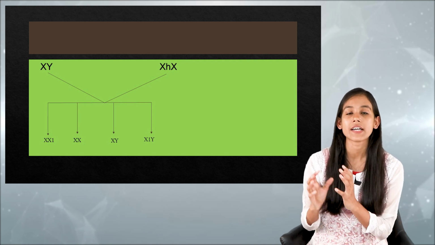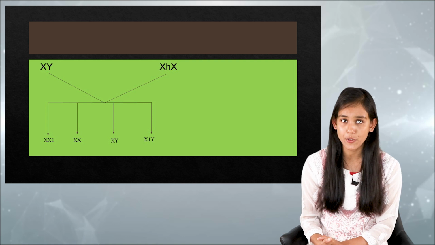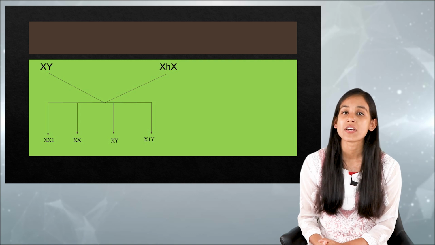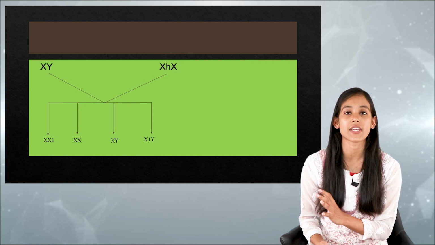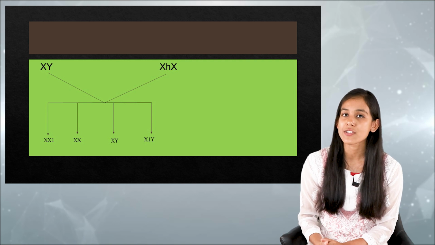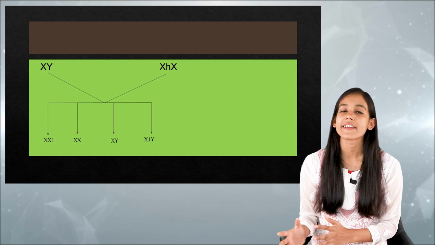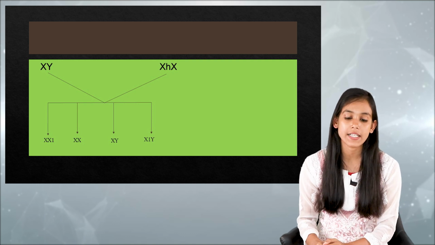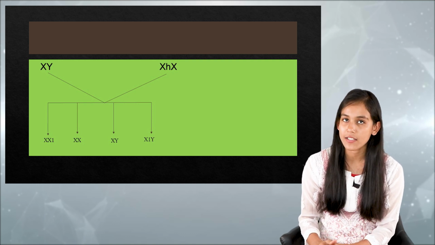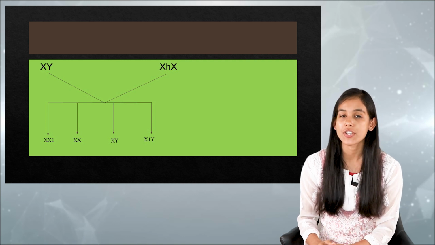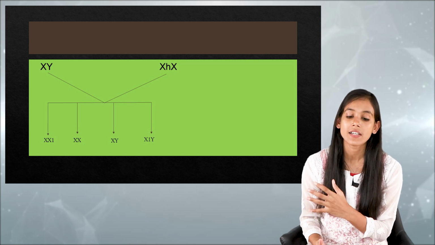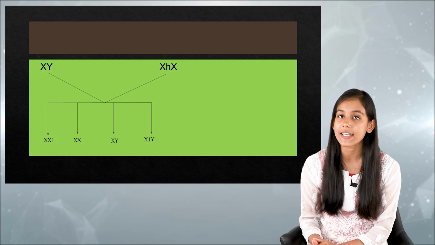Now here we have a healthy father who is having XY chromosome, and we have a mother who is a carrier of hemophilia. So we have denoted it as XHX. That means the X chromosome here is carrying the faulty gene of hemophilia. And here we have the possible genotypes of their offspring, right? What we can see here is that there would be one healthy daughter and one healthy son. So there is a 25% chance of having a healthy daughter and a 25% chance of having a healthy son.